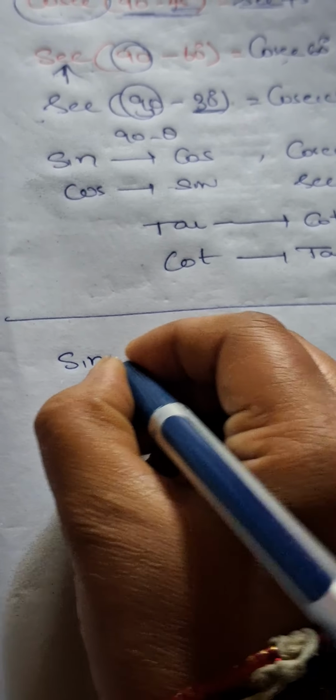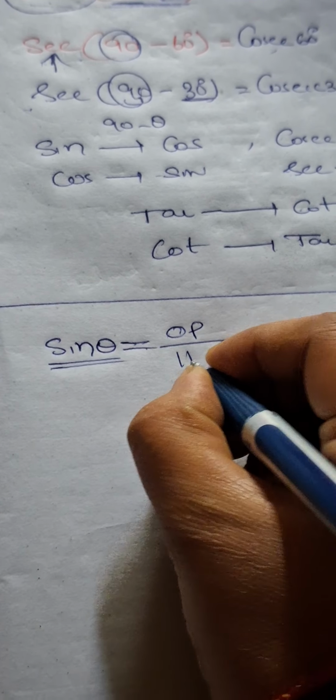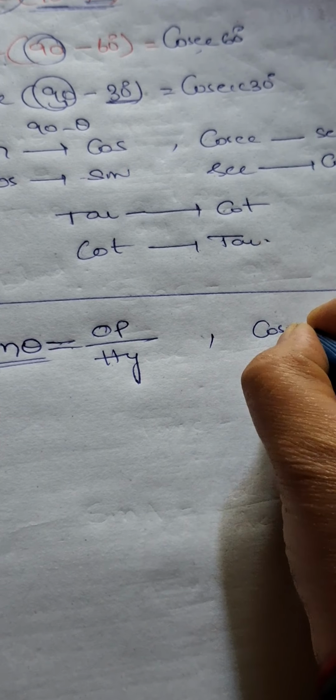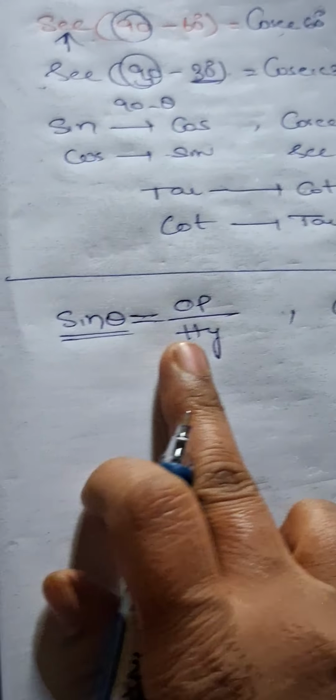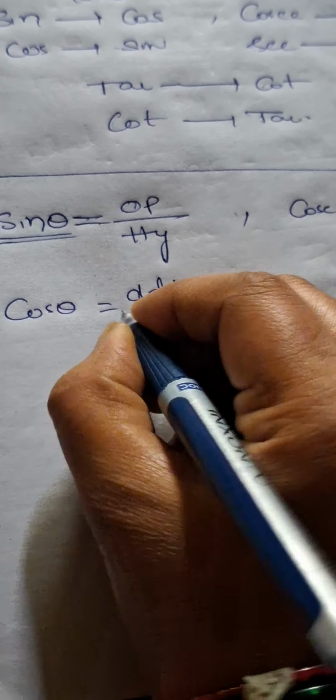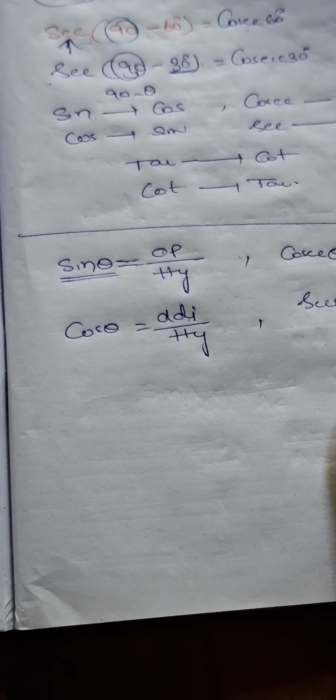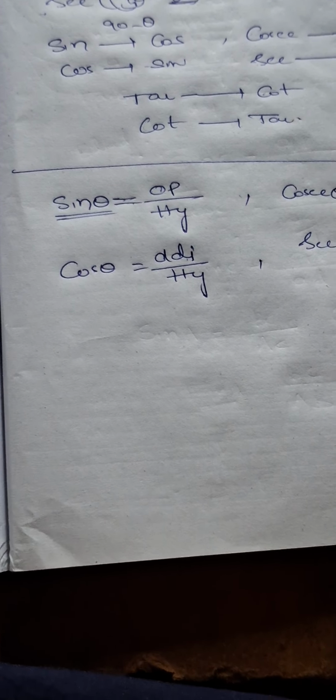Okay. Next what I want to tell you, beta. Just now I have told you sin theta: opposite side by hypotenuse. What is the formula for cosec theta? Reverse it: hypotenuse by opposite side. Next cos. Cos means adjacent side by hypotenuse. What is the reciprocal of cos theta? Sec theta. What is sec theta? Reverse it. What do we have to write, beta? So hypotenuse by adjacent side.